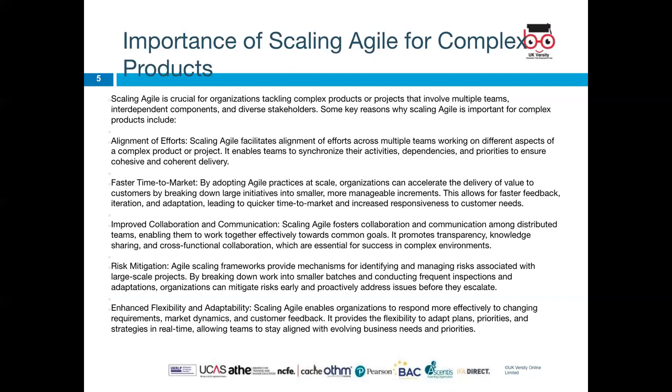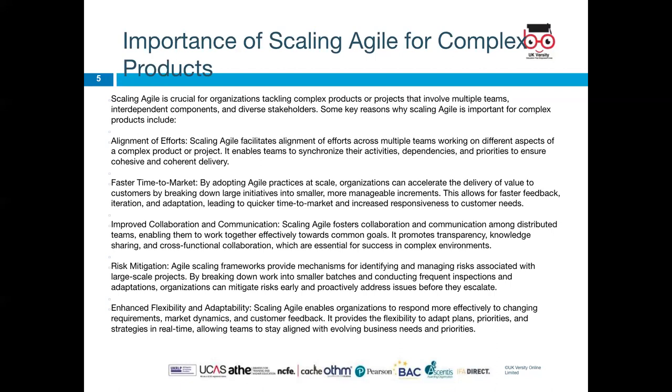The next one, improved collaboration and communication. Scaling agile fosters collaboration and communication among distributed teams, enabling teams to work together effectively towards a common goal. It promotes transparency, knowledge sharing, and cross-functional collaboration. We looked at cross-functional collaboration in our previous learning outcome, which is essential for success in complex environments.